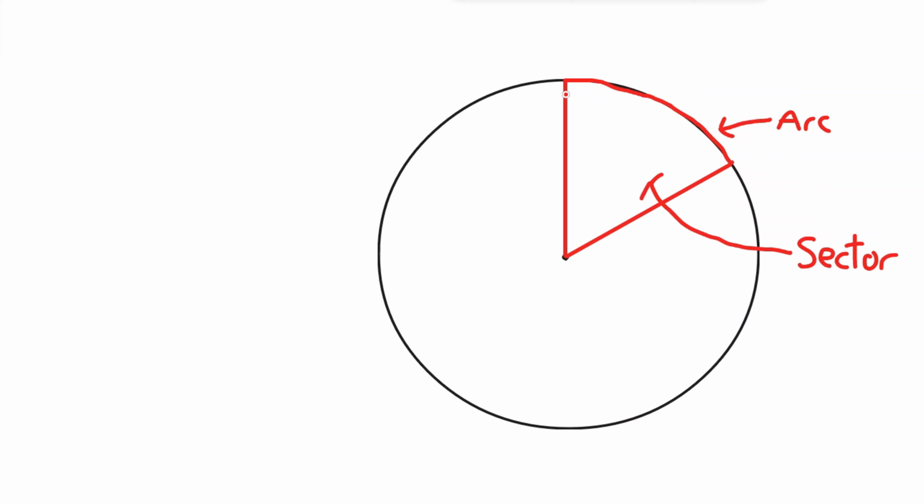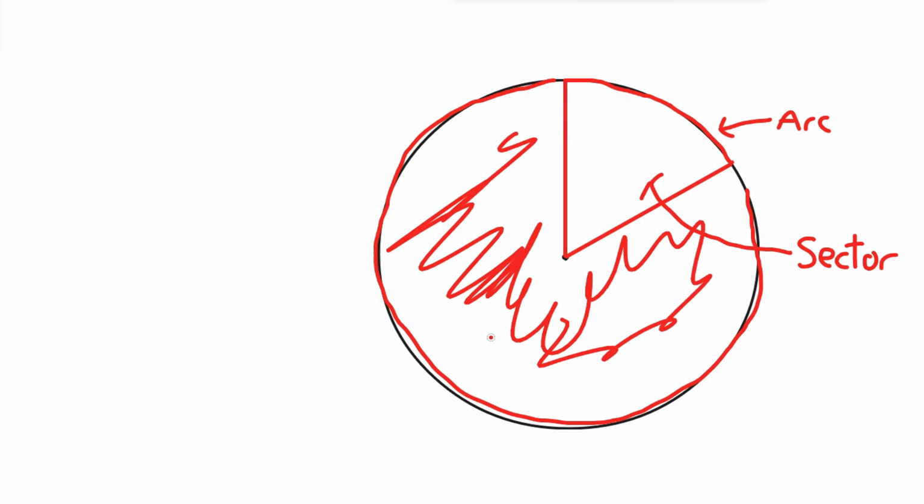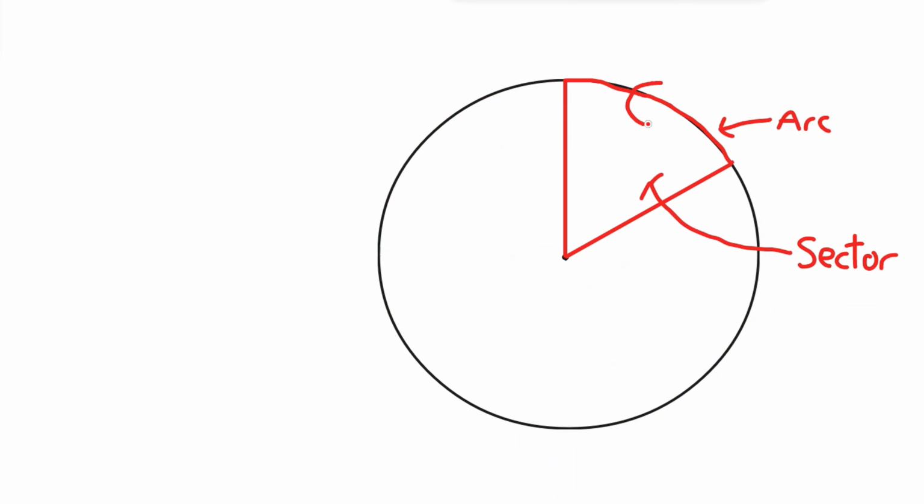Technically in this diagram we've actually got another arc as well. We've actually got this bigger one here that is made up of this bigger sector here. But let's not worry about it. Let's worry about this smaller arc here of this sector here.